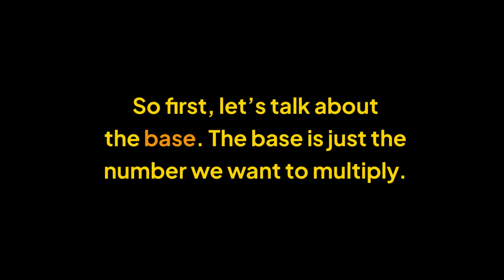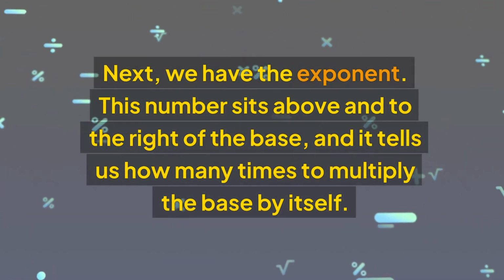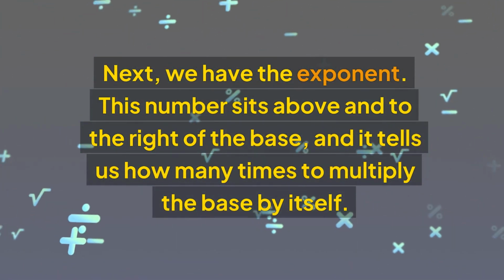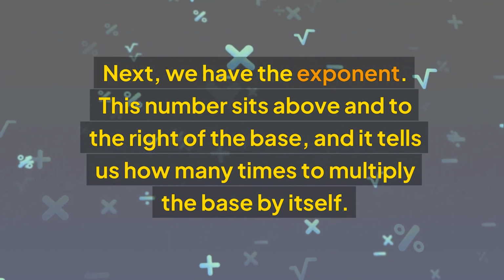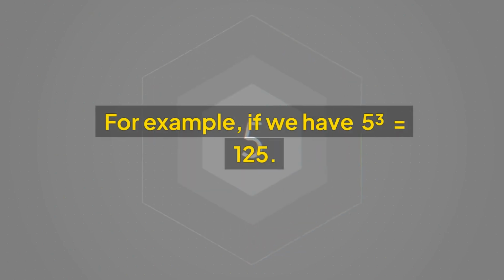So first, let's talk about the base. The base is just the number we want to multiply. Next, we have the exponent. This number sits above and to the right of the base, and it tells us how many times to multiply the base by itself. For example, 5 to the power of 3 equals 125.